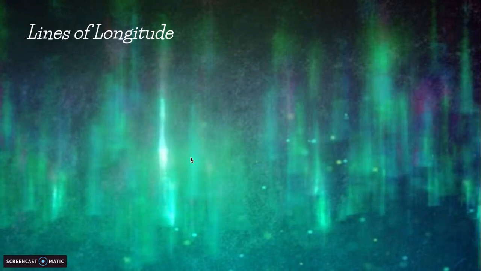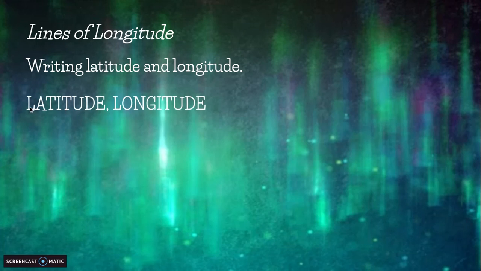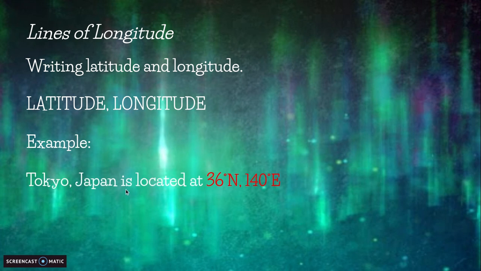So now that you know lines of latitude and longitude, how do you write it? How do you write them when they're both together? And so we always go latitude, comma, longitude. So latitude before longitude. For an example, Tokyo, Japan is located at 36 degrees north, comma, 140 degrees east.